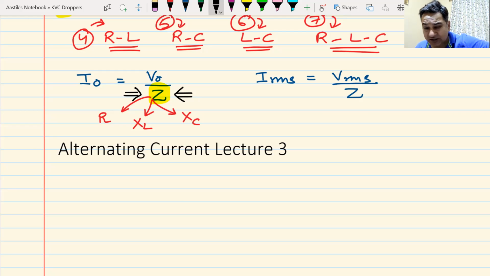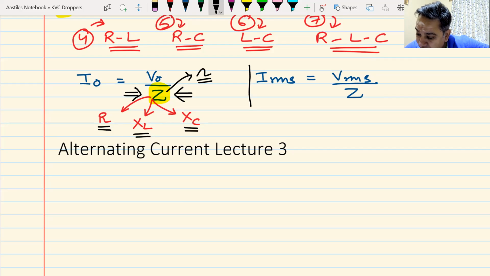Now, we have seen 3 types of circuits. Purely resistive circuit, the impedance of that circuit comes out to be R. For purely inductive circuit, it comes out to be XL, which is equal to omega L. And for purely capacitive circuit, this is XC. Remember, the SI unit of Z is same as resistance, which is ohm. SI unit of XL, which is also impedance, is ohm. SI unit of XC, which is also impedance, is ohm.